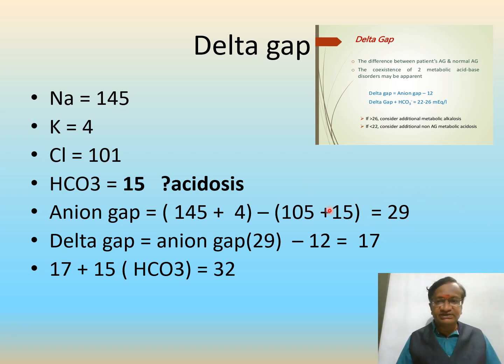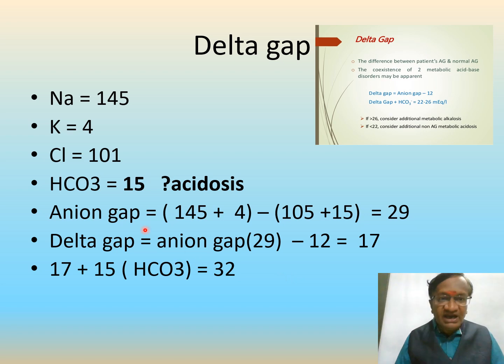Take this as 105. Now delta gap is equal to anion gap minus 12. 29 minus 12 is 17. That is the delta gap. If delta gap plus bicarb, what is the bicarb? 15. That is 32. 32 is more than 26. There is an additional metabolic alkalosis. This is the importance of knowing the SID and Stewart's formula. Now, if you don't know, we will think only that it is a metabolic acidosis.